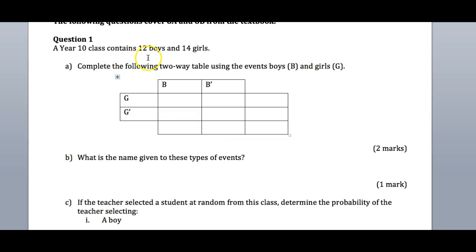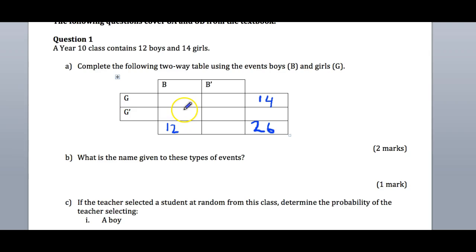So, Year 10 class contains 12 boys and 14 girls. Complete the following two-way table using the events boys and girls. Remember, when you do a two-way table, in this bottom cell here, which is all, you always put in the number of people. So in the class, we have 26. We have 12 boys and 14 girls. B represents boys, and B dash, or the complement of B, is not a boy.